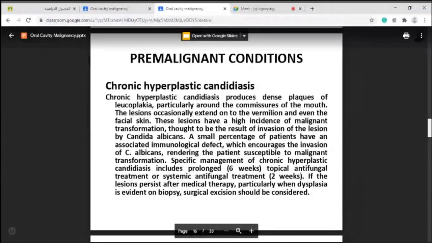Definitely, this is why he developed Candida, this fungal infection. Definitely, the patient is immunocompromised. And this immunocompromised patient will be susceptible to the invasion of Candida albicans, rendering the patient susceptible to malignant transformation. Specific management of chronic hyperplastic candidiasis includes prolonged 6 months topical antifungal treatment. We should use topical antifungal treatment for 6 weeks or systemic antifungal treatment for 2 weeks. If the lesions persist after medical therapy, particularly when dysplasia is evident on biopsy, surgical excision should be considered.